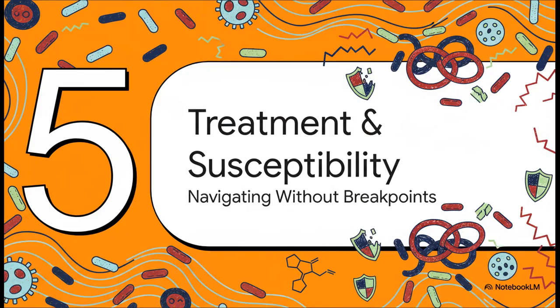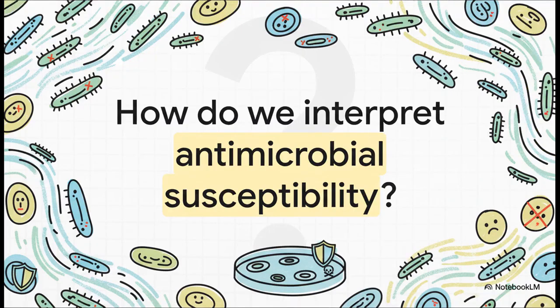Okay, so we've identified it and we understand its significance. So how do we treat it? Let's move on to Section 5, Treatment and Susceptibility, and the big challenge of navigating therapy when you have no official breakpoints. This brings us to a really critical question for any lab, right? How do we actually interpret antimicrobial susceptibility for this organism?